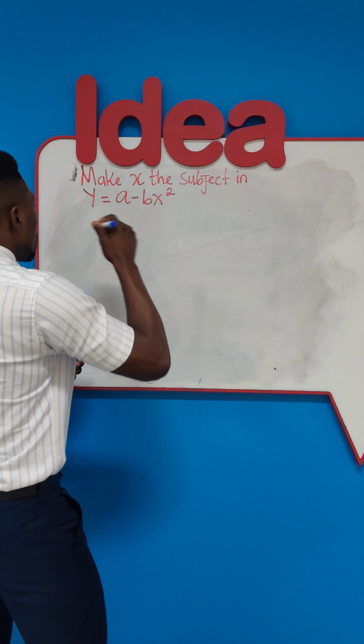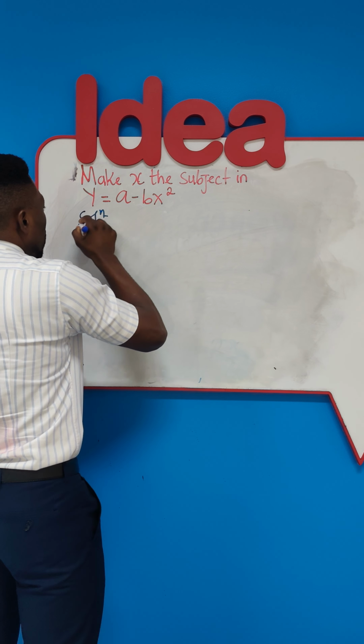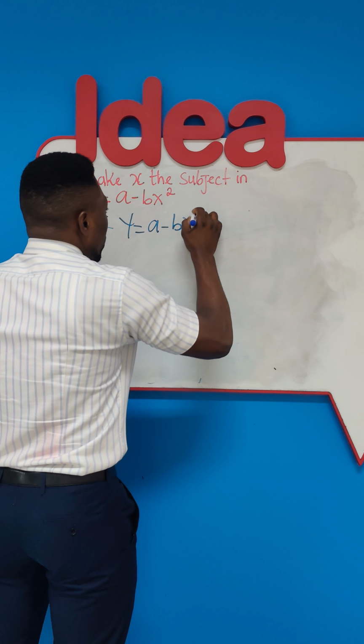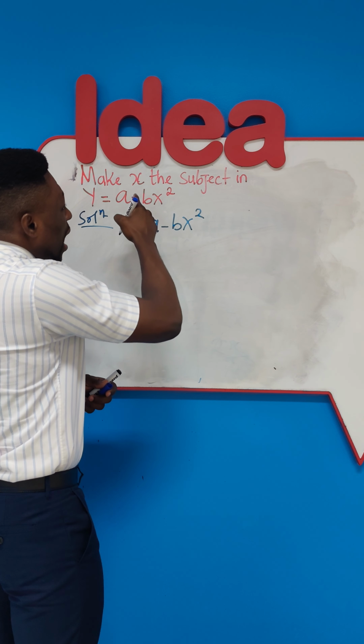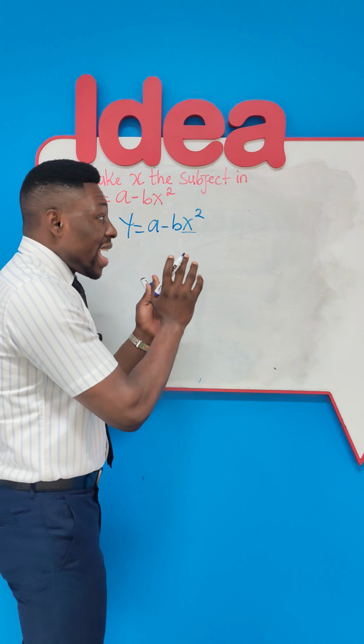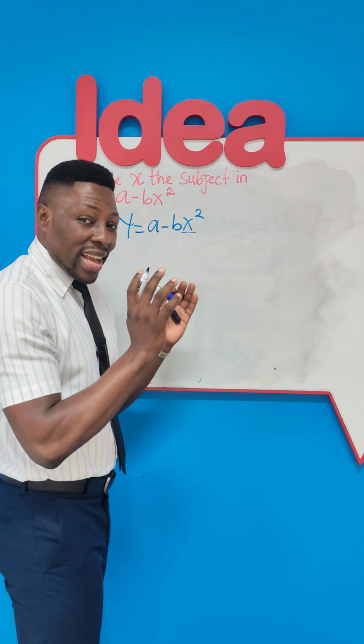Make x the subject in this equation. Follow me, dear friends. Solution. Let me rewrite the equation: y equals a minus bx squared. Let's start by identifying our x. Here it is. The objective here is to let x stand all alone on one side, to isolate x.